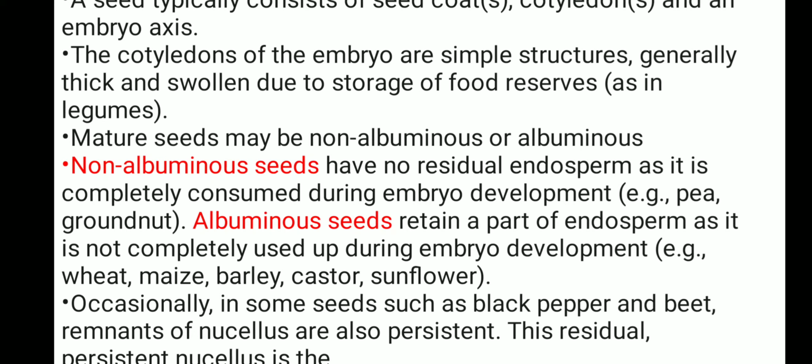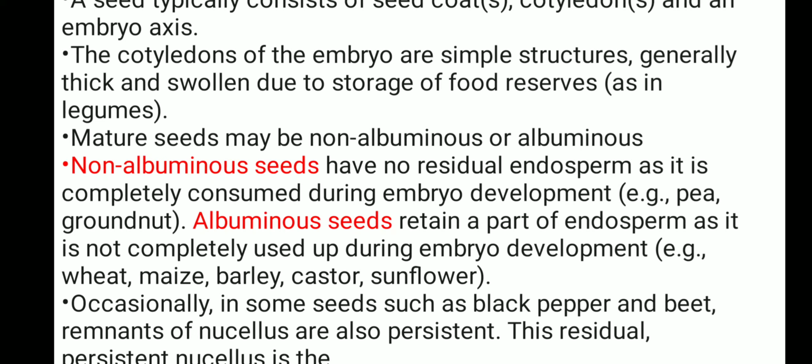So while writing the difference between albuminous and non-albuminous, the first point: in case of albuminous, the seed contains a special type of tissue, the endosperm. And in case of non-albuminous, the endosperm is absent. Second point, in albuminous seeds the food is stored in the endosperm, and in non-albuminous seeds the food is stored in the cotyledon or other tissues. The reserve food material is present in some other organs, but the endosperm is completely lost.